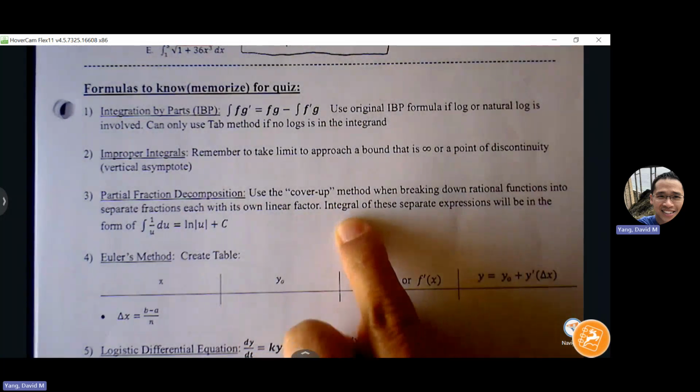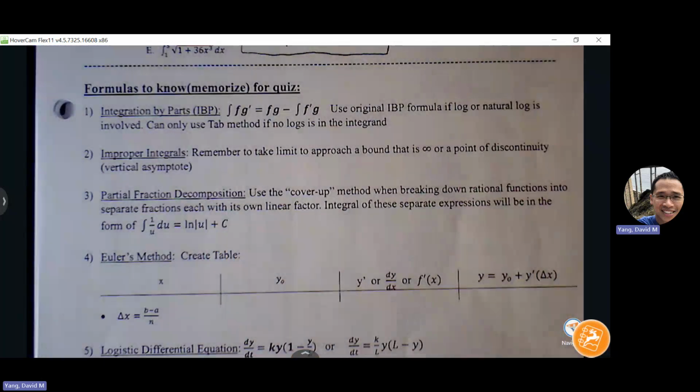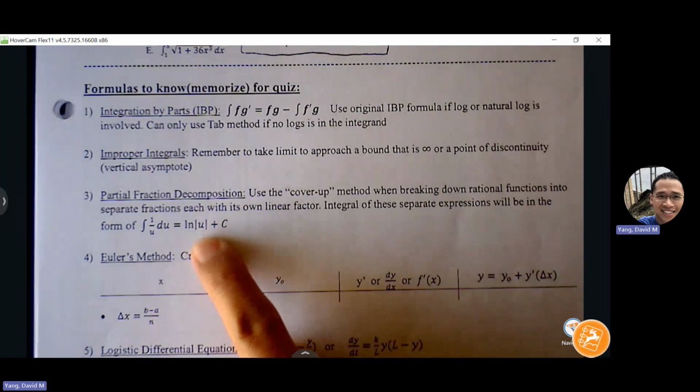Partial fraction decomposition: use the cover-up method to split a problem up into individual portions so that the denominator can be split up easily, and we can handle the problem using natural log.